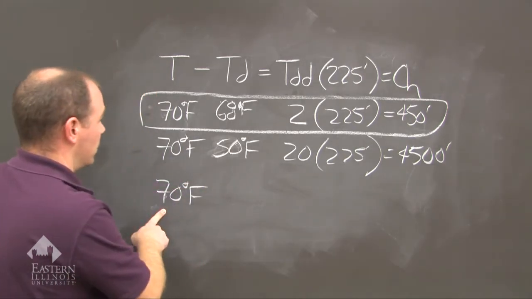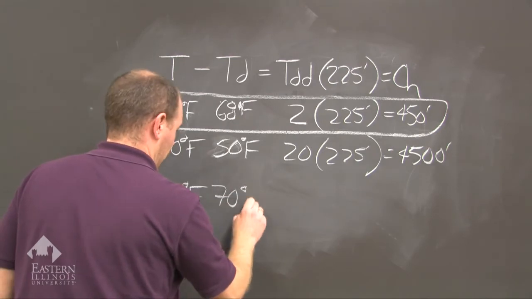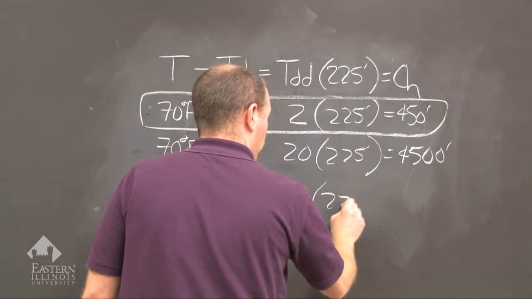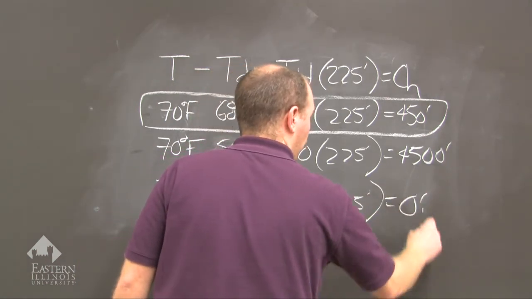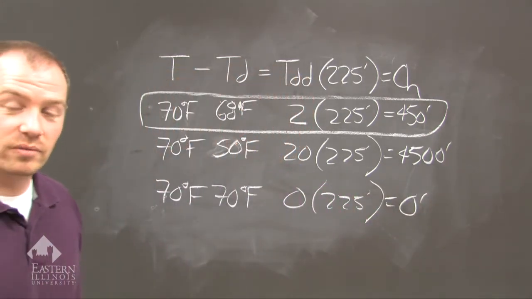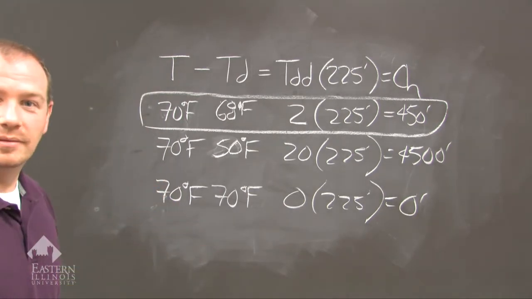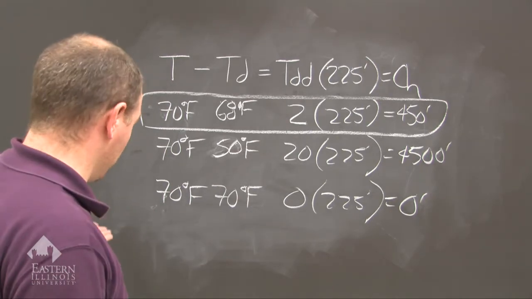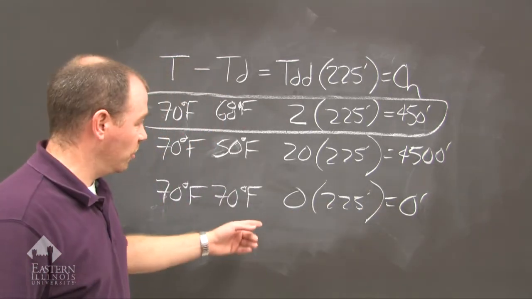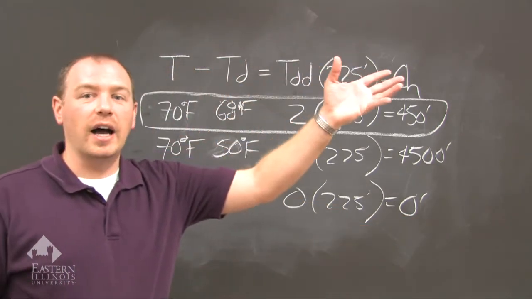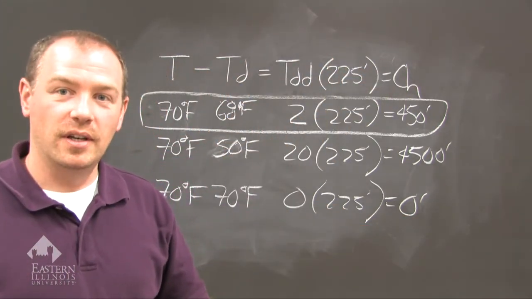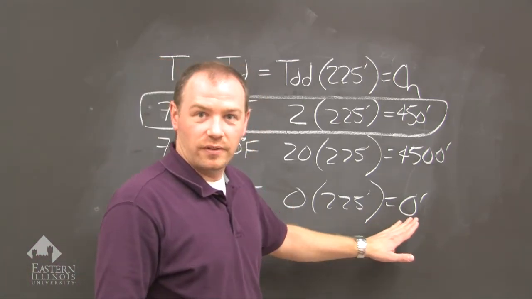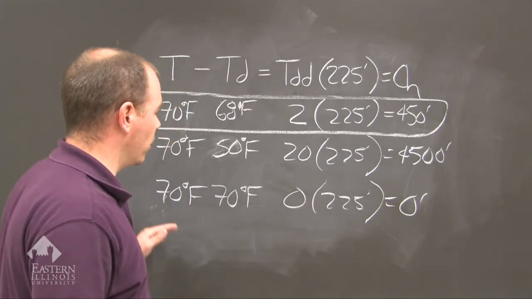All right, we have 70 as the temperature. The dew point is also 70. That is 0 dew point depression times 225 feet equals 0 feet. So, is it raining? Yes, it probably is raining. What's another possibility? Well, this possibility would be fog. If it's clear sky, but you have fog at the surface, then the dew point depression is 0. The cloud height is 0. Fog is a cloud.